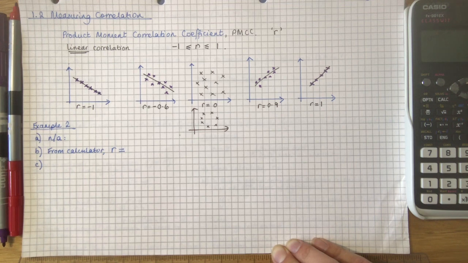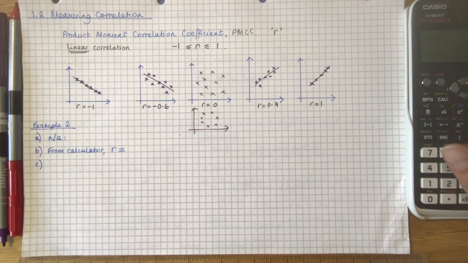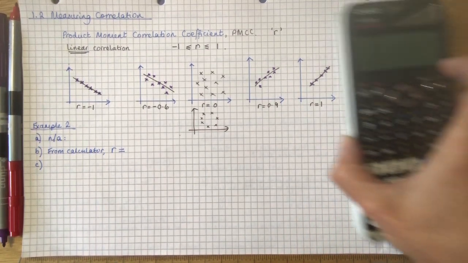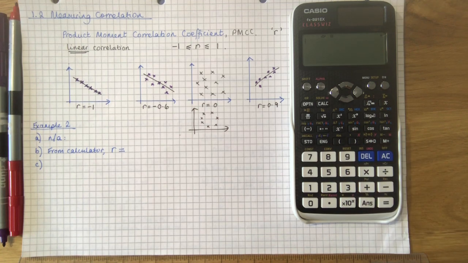Now, there is a lovely complicated calculation for finding this, and you'll be pleased to know you don't need to know how it's calculated. Your calculator does all that for you. So I'm going to show you how to use your calculator to find the PMCC on example 2. Now, if you could have a look at example 2 in your book, please. We're given some data from the large data set. We're given the daily mean wind speed in knots and the daily maximum gust in knots. And those are recorded for 10 days in September in Hurn in 1987.